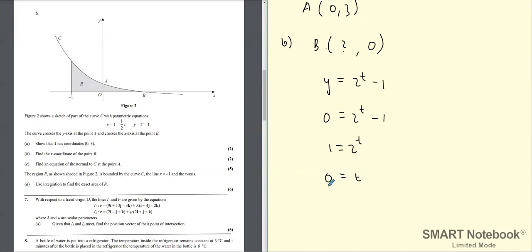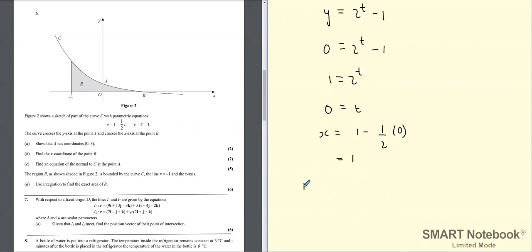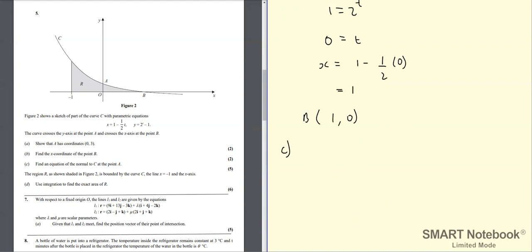Now once we know t equals 0, we can work out the x coordinate. x equals 1 minus a half times 0, which is 1. So B therefore has coordinates 1, 0. Now for part C, we need to find an equation of the normal to C at the point A.